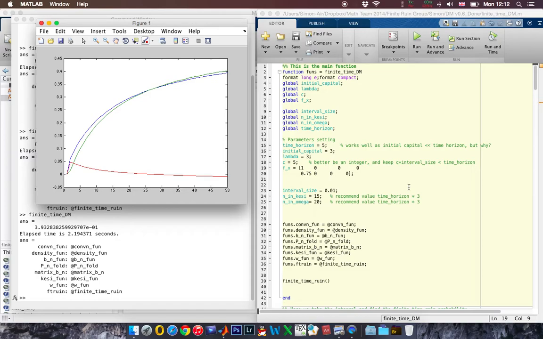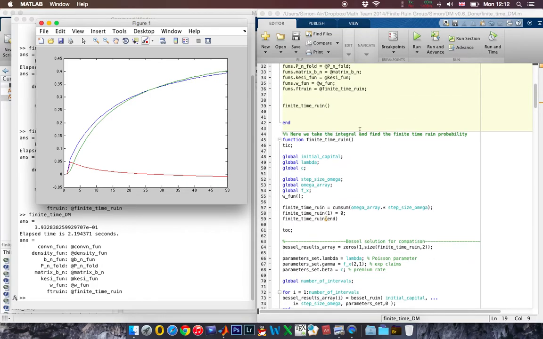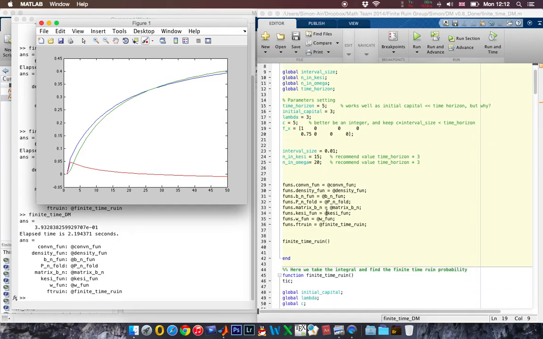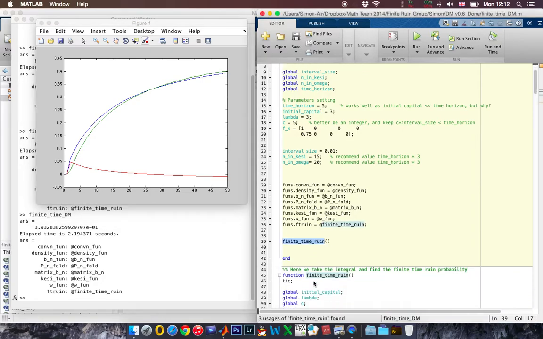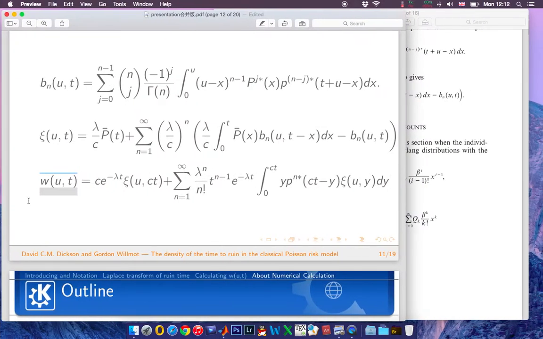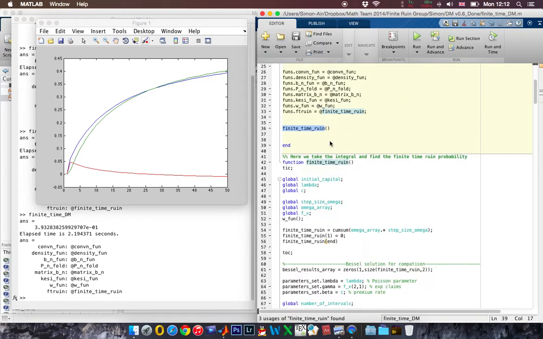And how it works, we have to read the lines step by step. When we try to run this function, the first function it will run is of course itself. Then it asks to run the finite time ruin function, which is defined as the second function here. And the finite ruin function is basically taking the integral of this w with respect to t from 0 to the time horizon you are given.